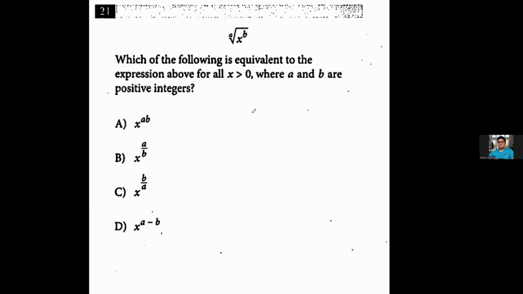So in this case, the identity is that x to the power of e over a. So the bottom value is always what you're taking the root by, and the top value is always what you're exponentiating by. So this is the identity that you need to have known. So the correct answer is C.